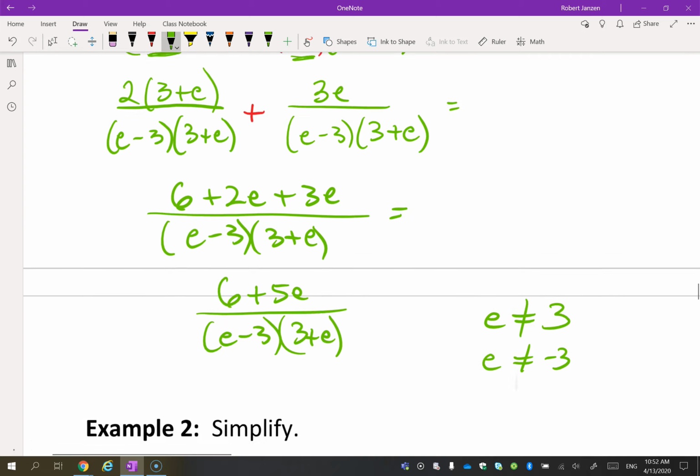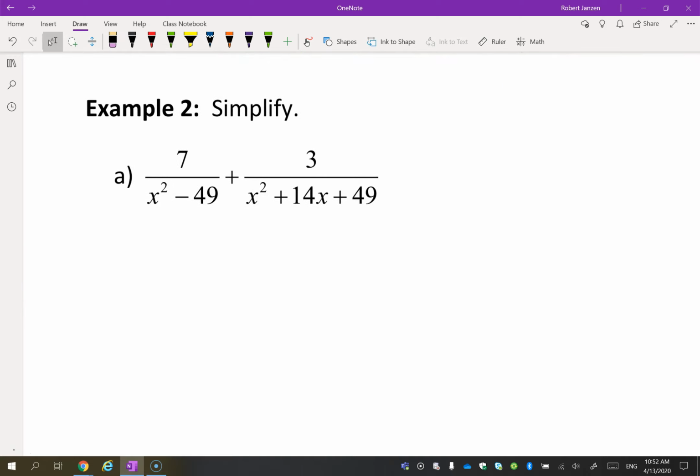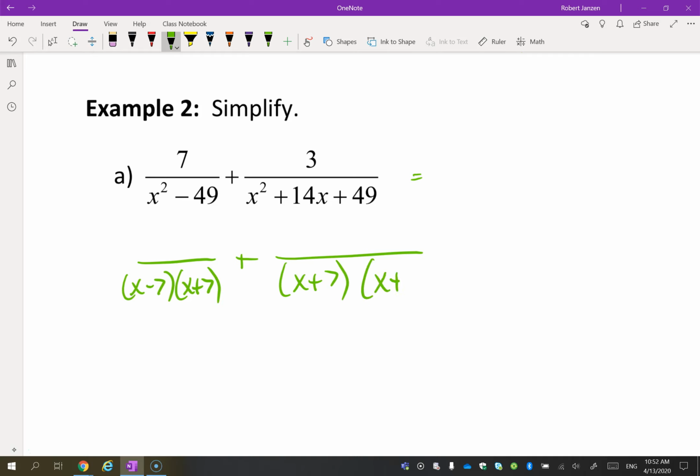Okay, so that's actually a very tricky one. This one maybe looks worse, but it's actually quite simple. Okay, so we'll factor first: x minus 7, x plus 7, and here I get x plus 7, x plus 7.